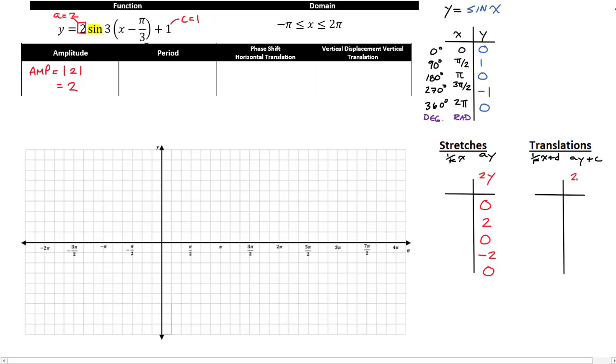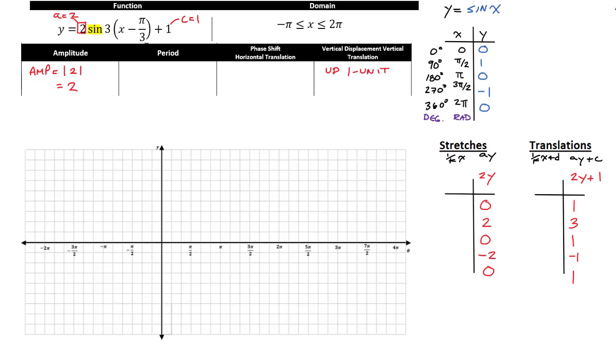So we're going to take that 2 times y, and we're going to add 1 to it. So this is 1, 3, 1, -1, and 1. All right, so now I can, without even worrying about the x's yet, let me write that down here. If someone says, all right, I want you to describe it, just state that you're moving up 1 unit. Okay, that'll do just fine.